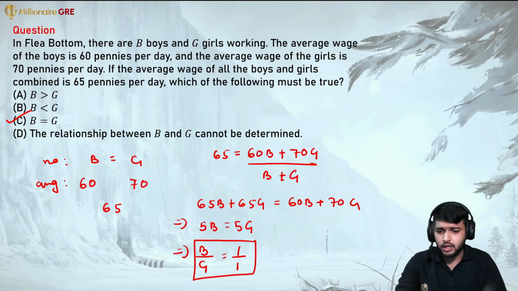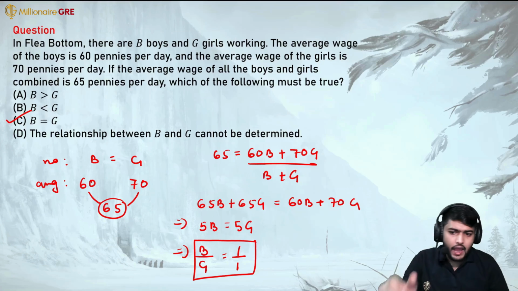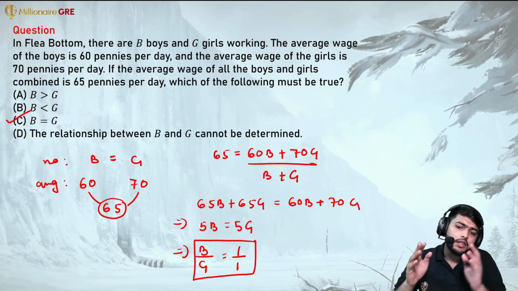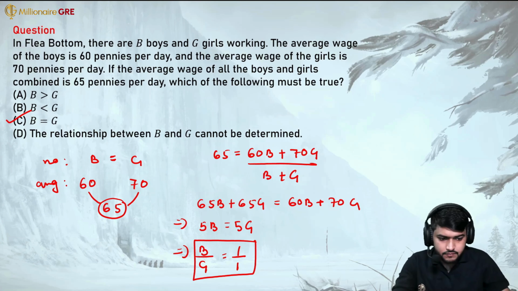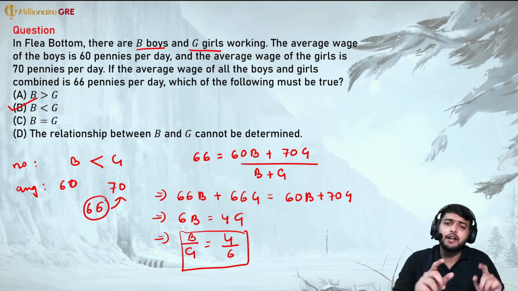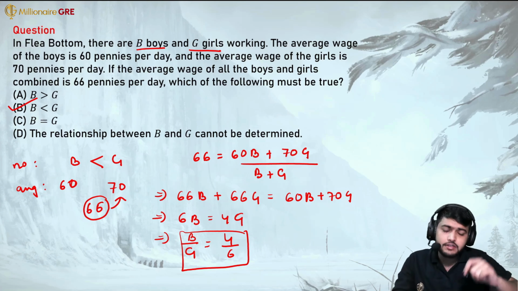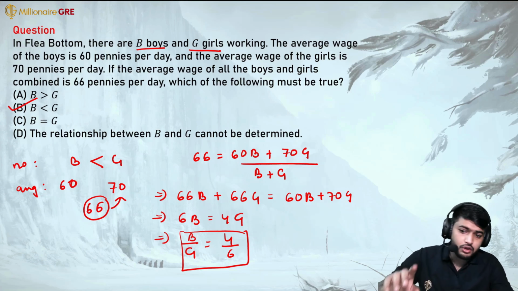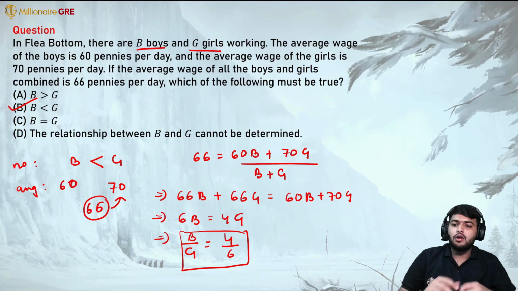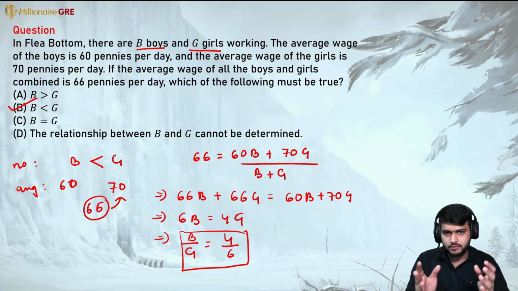Now you would have noticed something. 65 is equidistant from 60 and 70, and hence the number of boys is equal to the number of girls. Here 66 is closer to 70 than 60. 66 is closer to 70, hence girls are more. So we derive an important property. To whichever group's average the weighted average is closer, that group has more terms.